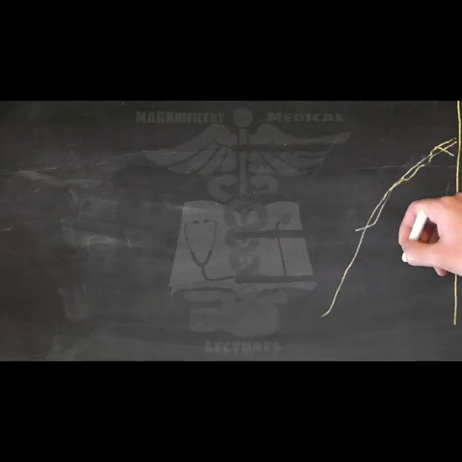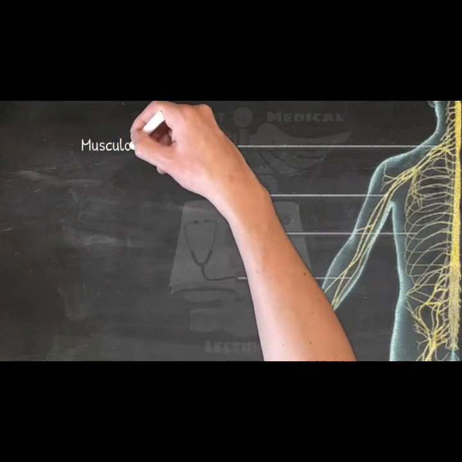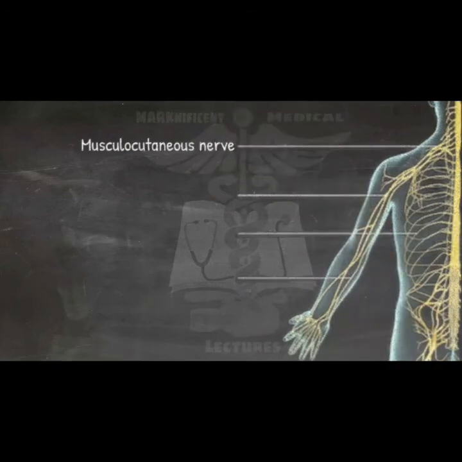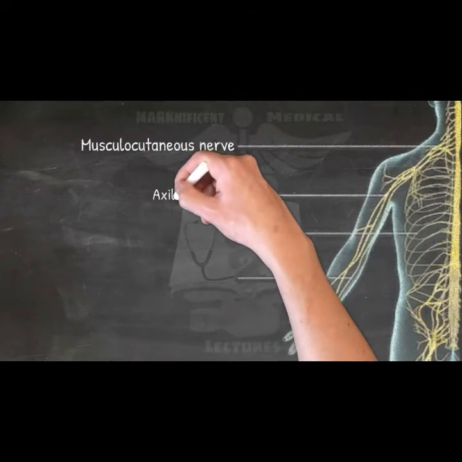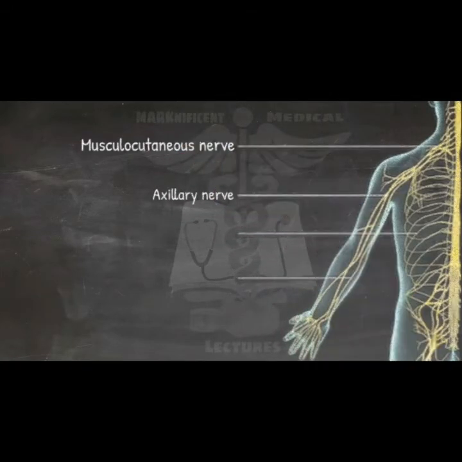Terminal branches of the brachial plexus are the musculocutaneous nerve, which innervates the anterior compartment of the arm, including the skin of the lateral side of the forearm. The axillary nerve, which innervates the deltoid, long head of the triceps brachii and teres minor muscles. It provides sensory innervation for the shoulder joint and the skin covering the region of the deltoid muscle.